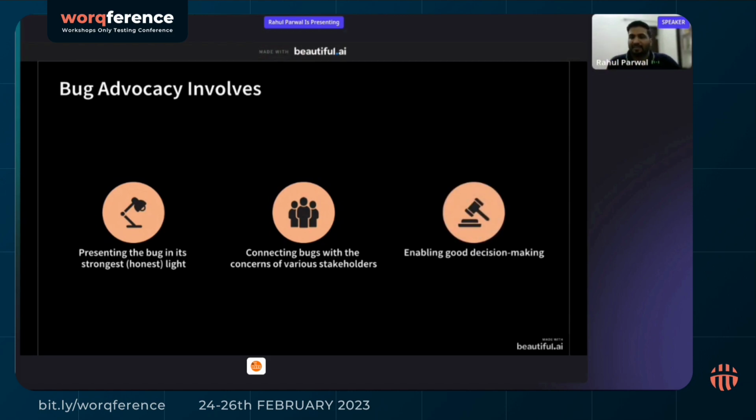And part three is enabling good decision making for the long-term positive outcome of our project, product quality, and efficient decision making. So that's also in line with the purpose of testing, which is to provide information. And bug reports are another way of providing information so that the stakeholders can make a well-informed decision.